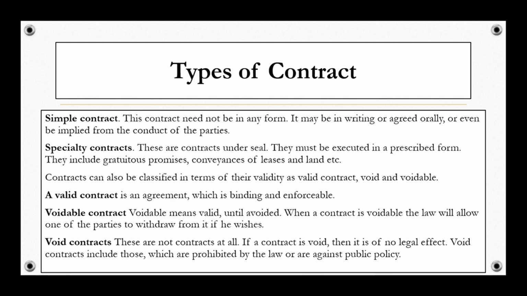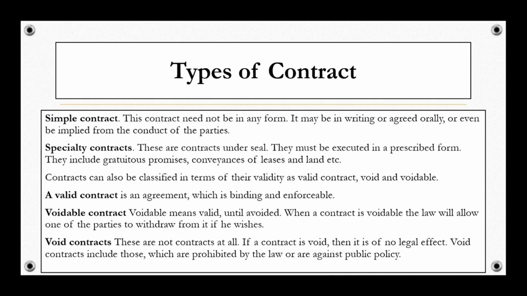We have the second one, which is specialty contracts. So these are contracts under seal. They must be executed in a prescribed form. They include gratuitous promises, conveyances of leases, and land etc. So these contracts can also be classified in terms of their validity as valid contract, void, and then voidable.